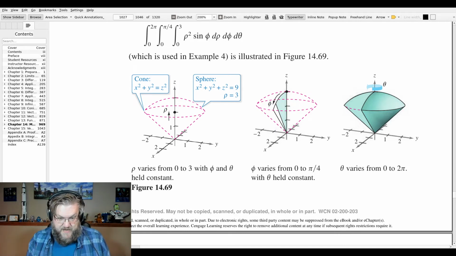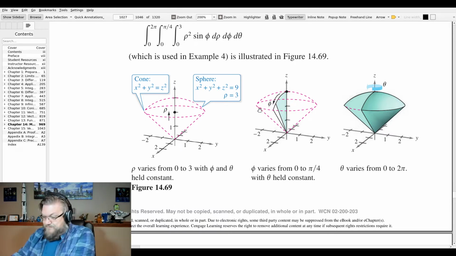Now, let's go ahead and see if we can set up problems like this and work with our first problem like that. So here we go.